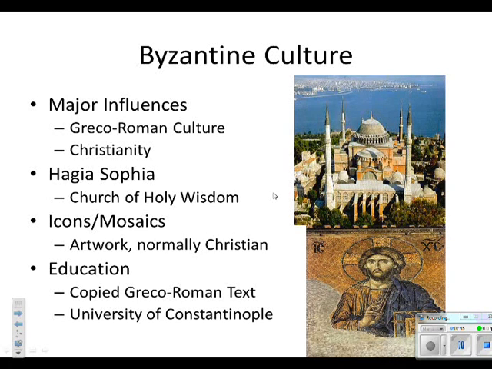They also had a lot of icons and mosaics, such as down here. Icons were normally worshipped for religious purposes, while mosaics were normally small pieces of material pushed together to make a picture. They are examples of artwork and they're normally Christian.